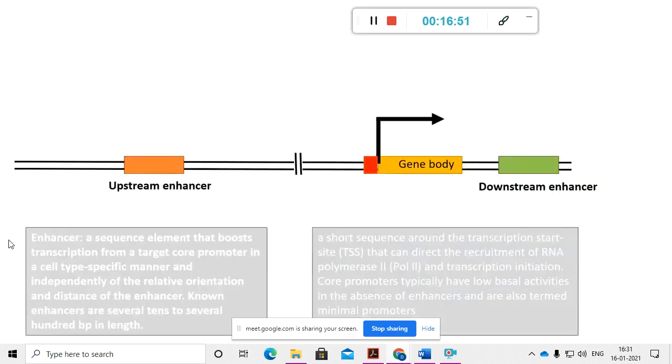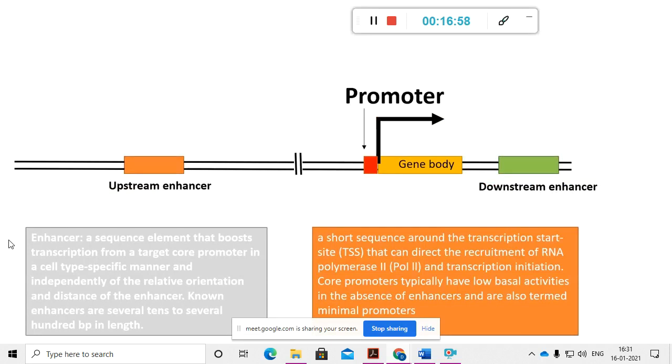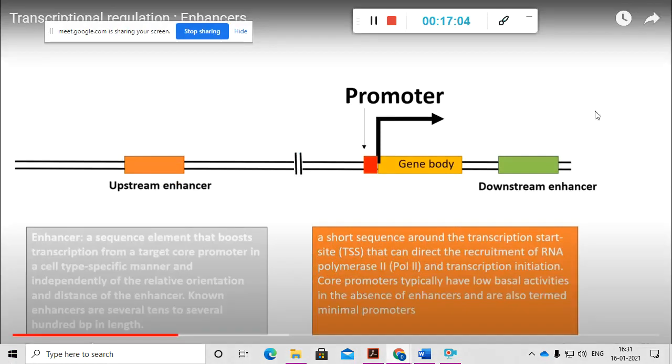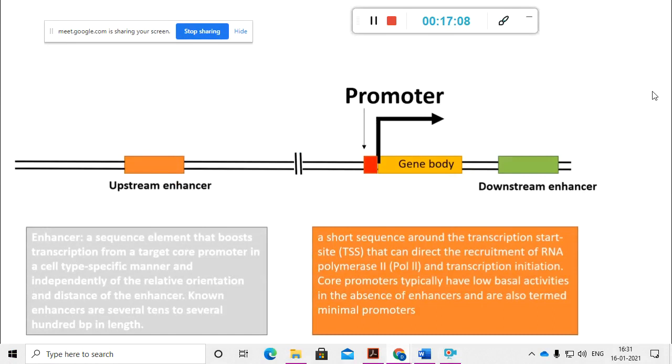Now here is a typical simplified diagram of a gene, where yellow is the gene body. The first regulatory element to talk about is a promoter. A promoter is a short regulatory sequence right next to the gene body, where RNA polymerase 2 binds and transcription initiation happens. For transcription to initiate, at least a minimal promoter should be there.